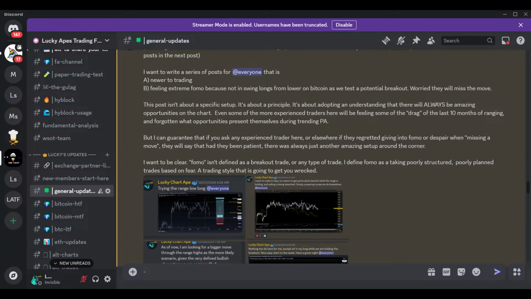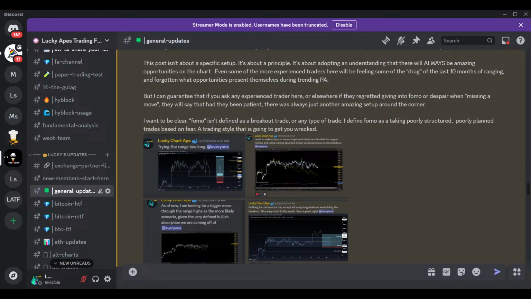So I said this post isn't about a specific setup, it's about a principle. It's about adopting and understanding that there will always be amazing opportunities on the chart. Even some of the most experienced traders here will be feeling some of the drag of the last 10 months of ranging and forgotten what opportunities present themselves, and I should have said even what those look like, during trending price action. But I can guarantee that if you ask any experienced trader here or elsewhere if they regretted giving into FOMO or despair when quote unquote missing a move, they will say had they been patient, there was always just another amazing setup around the corner.